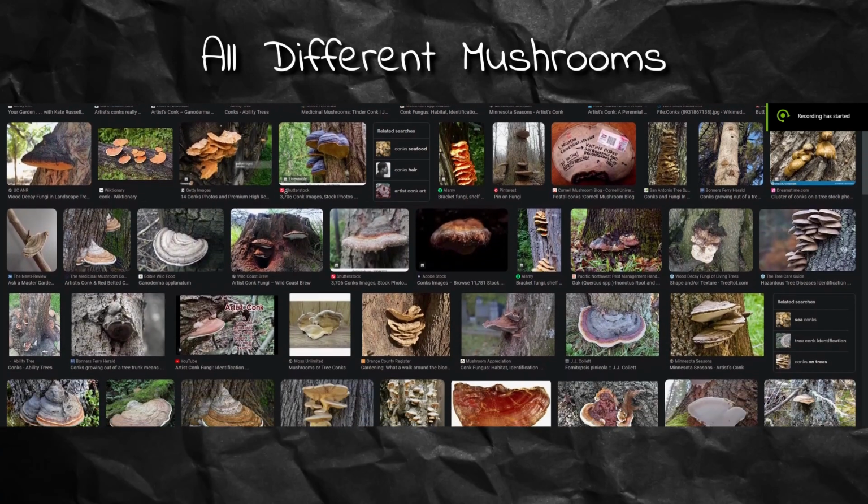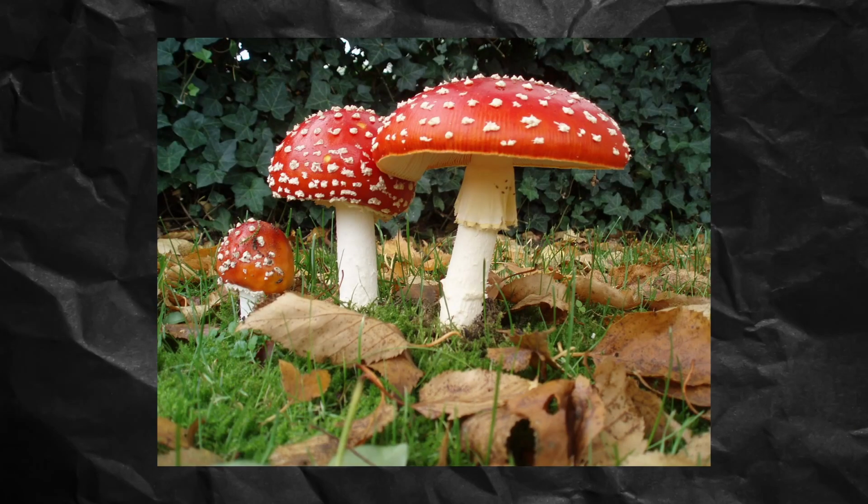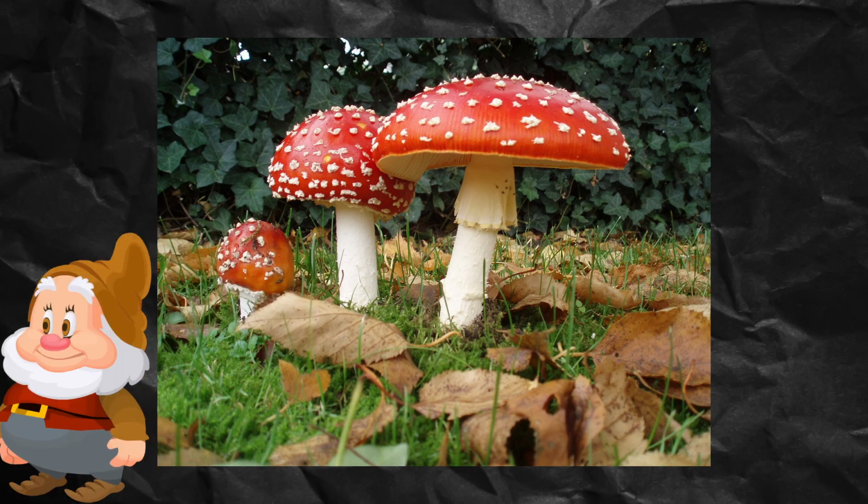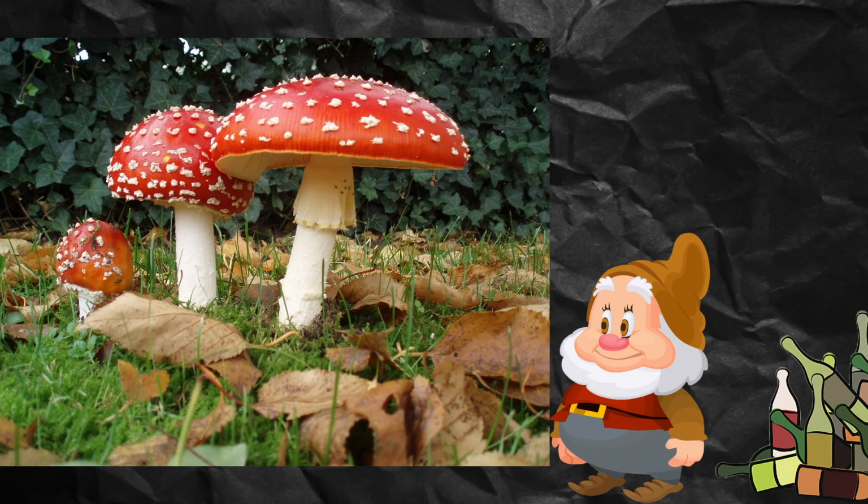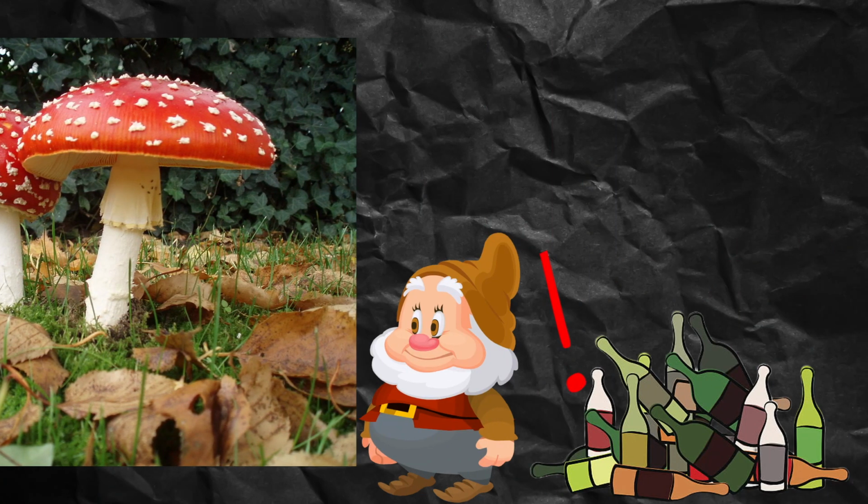I should mention I also included fly agaric, which is very distinct because if the model is failing to identify this, I know something is horribly wrong and needs to be investigated.